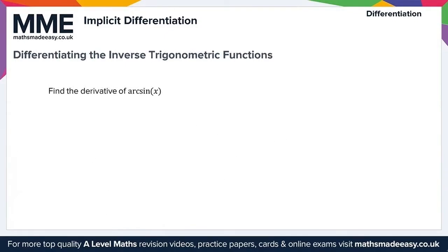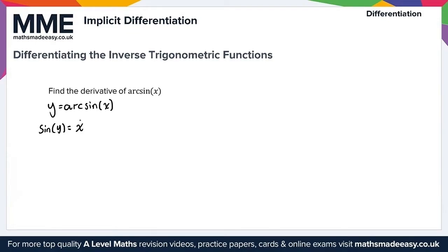And finally, let's take a look then at differentiating the inverse trigonometric functions. Implicit differentiation is how we find the derivative of arc sine, arc cos, and arc tan. So if we take a look at this example here, we want to find the derivative of arc sine of x. So let's rewrite this as y equals arc sine of x. So here now what we're going to do is take sine of both sides of this equation. So that's going to give us sine of y. If we take sine of arc sine of x, that would simply give us x.